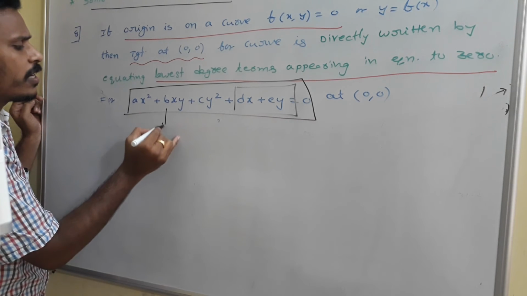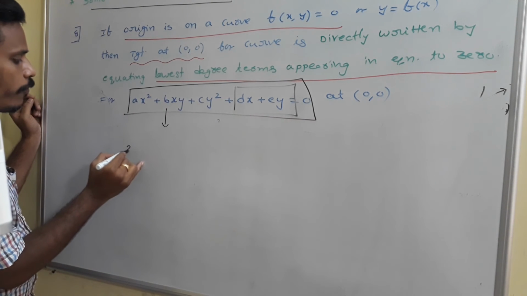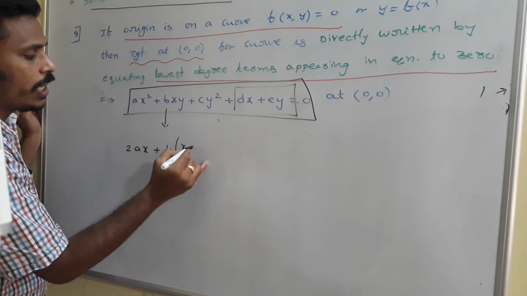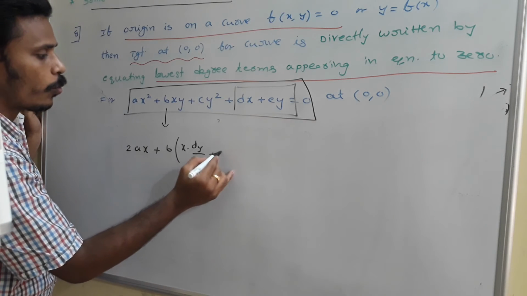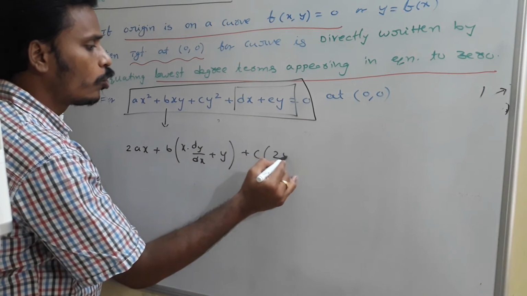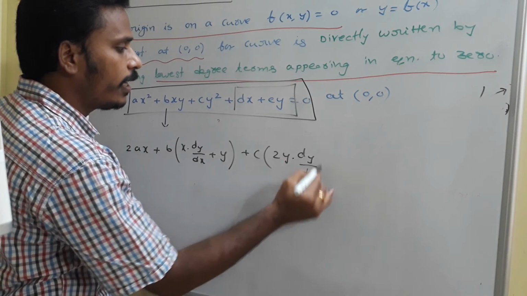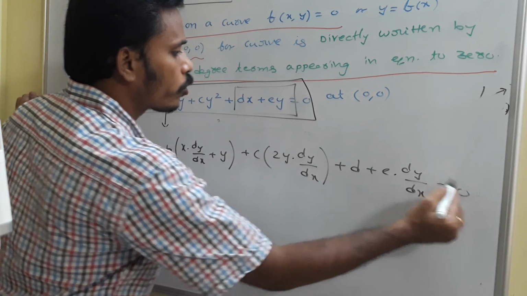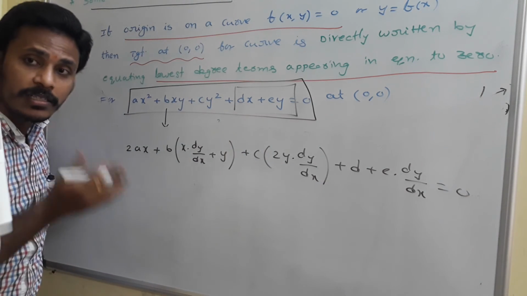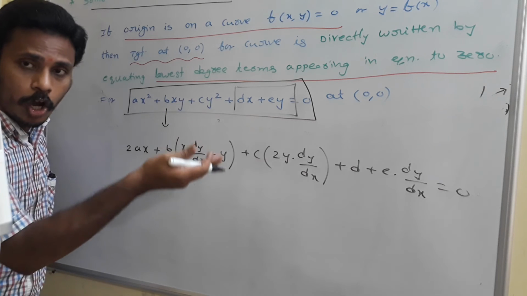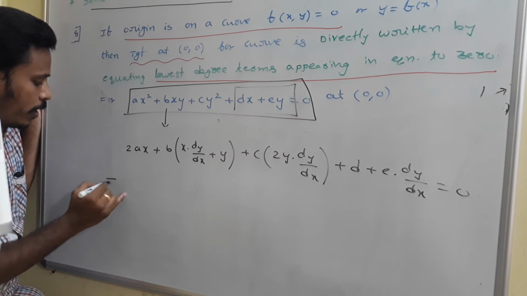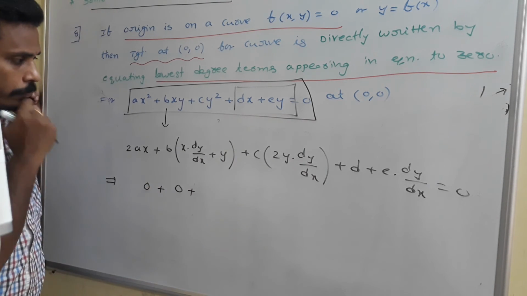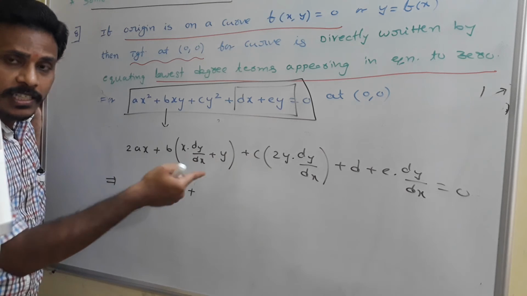We know that the slope of the tangent is dy/dx at the point. You just do differentiation. 2ax, and for bxy, b into x into dy/dx plus y into 1, plus c into 2y into dy/dx, plus d, plus e into dy/dx = 0. Now you just replace dy/dx with m and x and y with 0, 0, because at the origin we are going to find it.